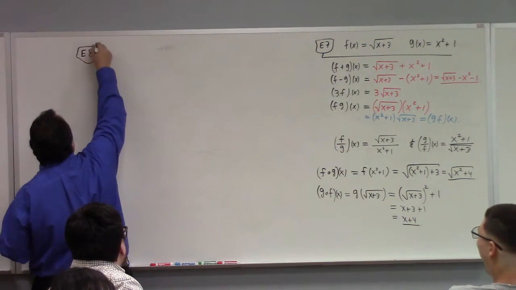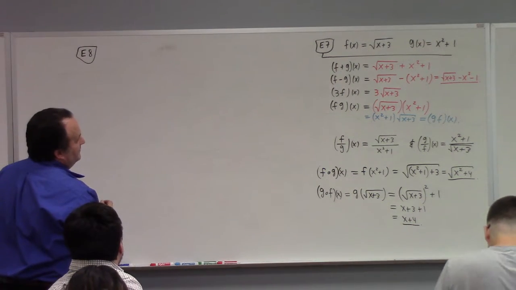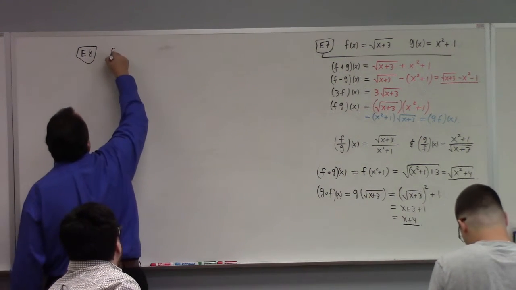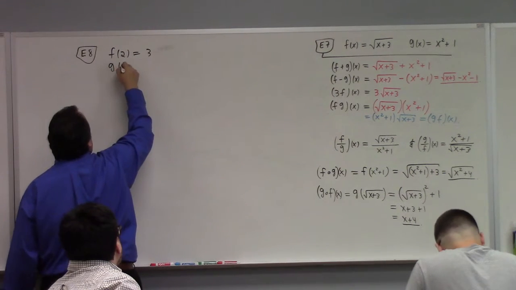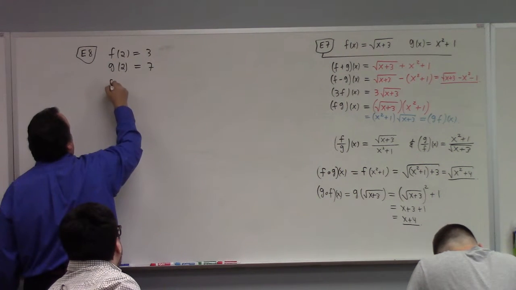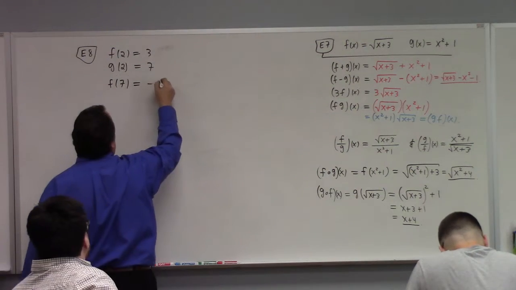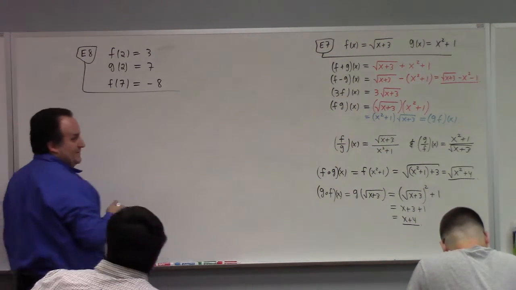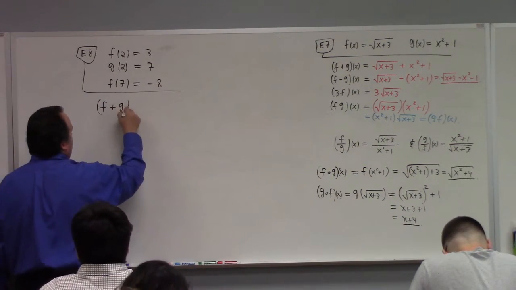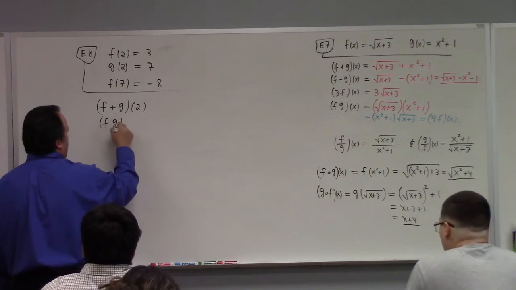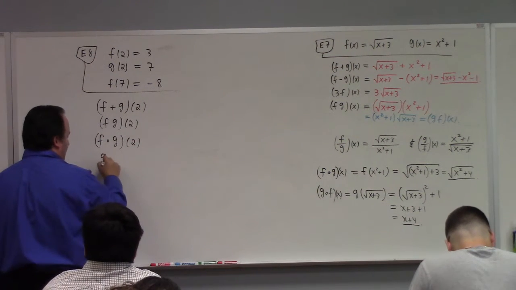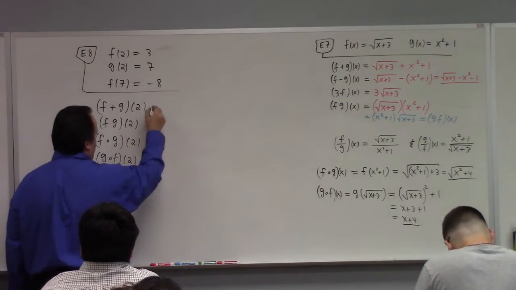Example 8. So, let's see here. Suppose you know f of 2 is 3, g of 2 is 7, and f of 7 is minus 8, all right? Suppose you're just given that. Then we can do things like calculate f plus g of 2, f times g of 2, and maybe we can calculate f of g of 2, maybe we can calculate g of f of 2. Which one can we, which one can't we?